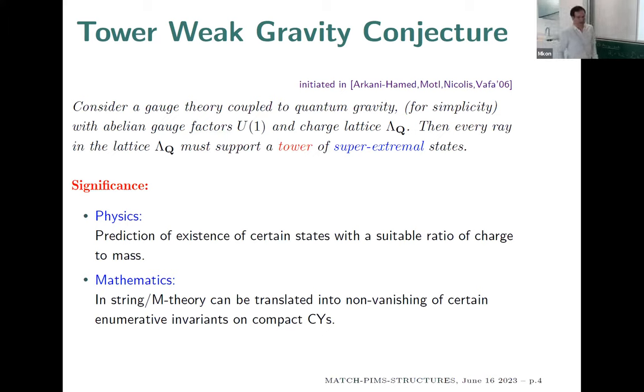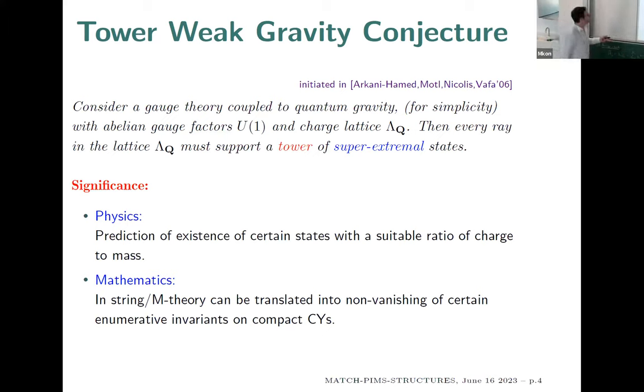And from the mathematics point of view, why is this interesting? Because we can use string theory to realize quantum gravity theories. At least we believe that this is a consistent quantum gravity theory. And then the existence of these states can be translated into a very precise statement about the non-vanishing of certain enumerative invariants on compact Calabi-Yau, which are the compactification spaces of the string theory. So this is the logic, and this is of course what we'd like to show in the talk.